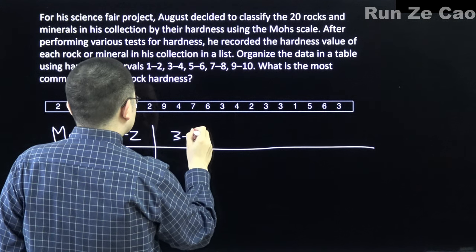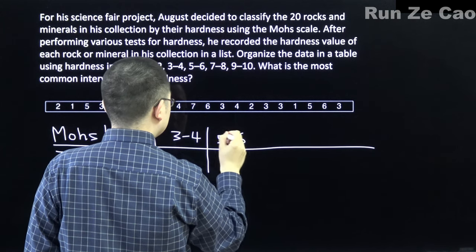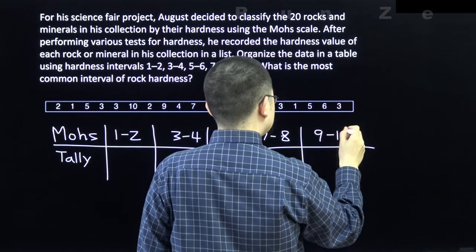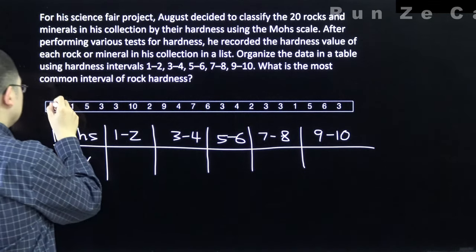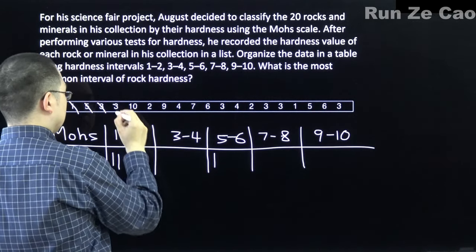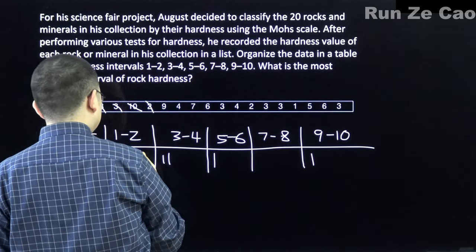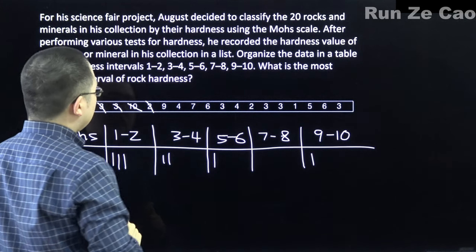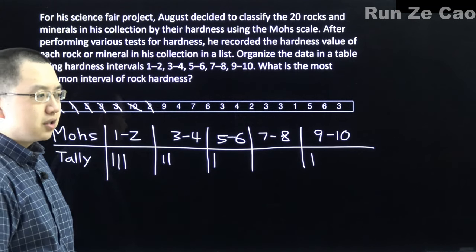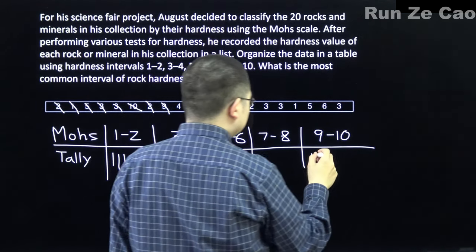So, 2, 3 to 4, 5 to 6, 7 to 8, 9 to 10. So 1 to 2, well, the first two are all here. 5, tally it. 3 and 3, so 2 threes. 10, huh, that's interesting, because naturally speaking, the typical mineral that you'd encounter that rates a 10 is a diamond. So he has a diamond in his collection. How interesting. A 9, that's probably some variant of corundum.